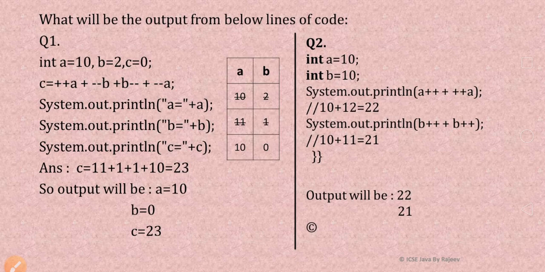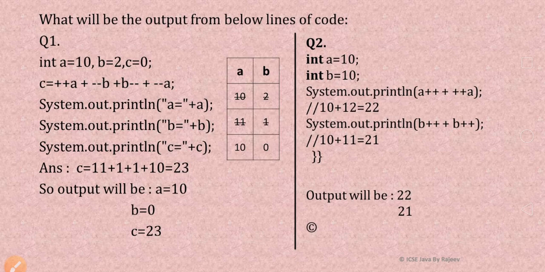If you see downside, first I have written 11 plus, the next expression is minus minus b. Again a prefix expression. b is already 2. First we need to change it, we need to decrement it by 1. So 2 minus 1 will become 1. So plus 1, I have written. Then plus b minus minus. The third expression is a postfix expression. As it is postfix, it means first we need to use the value.